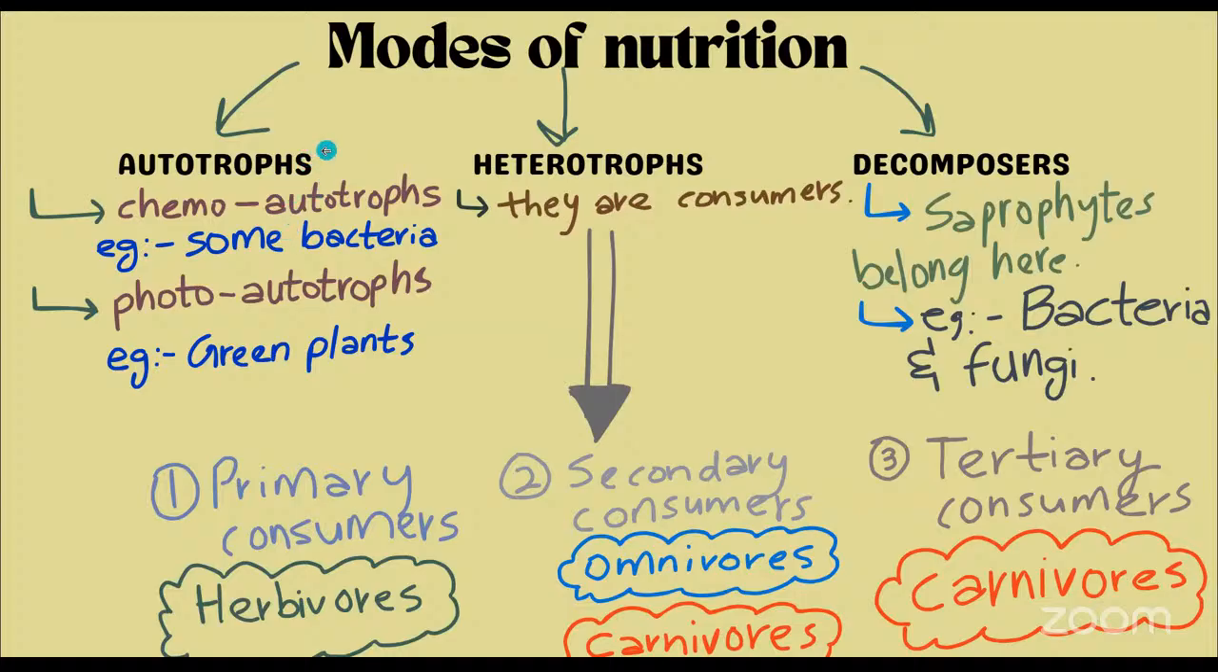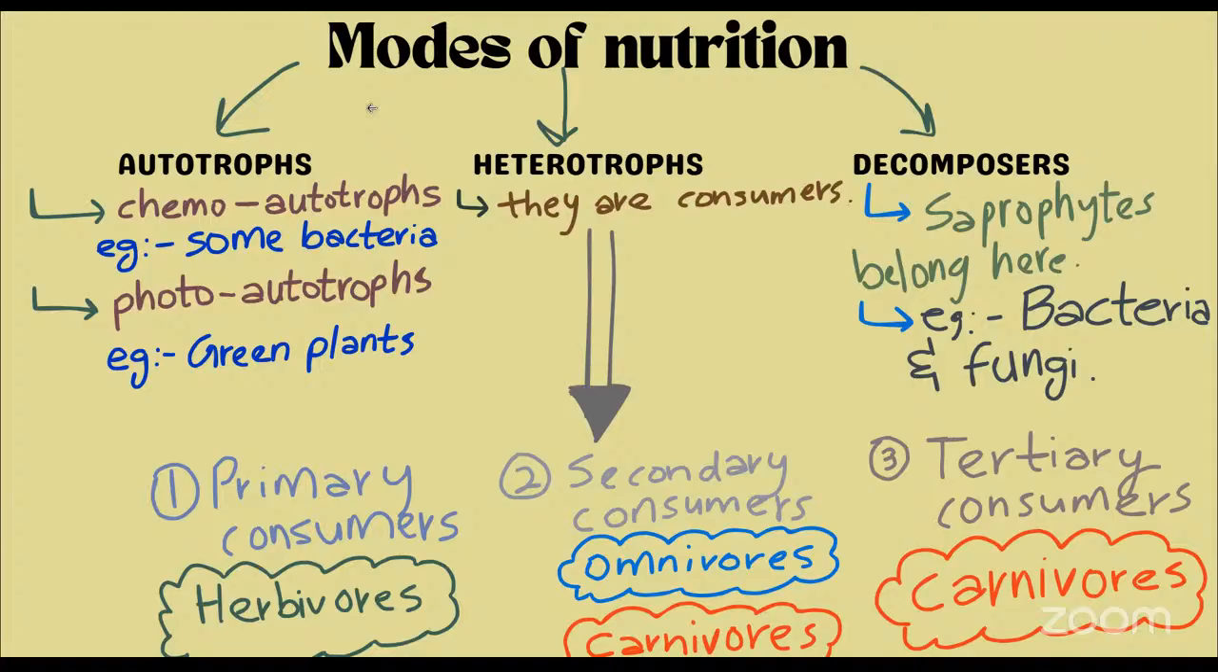And you have two types of autotrophs: chemoautotrophs as well as photoautotrophs. Chemoautotrophs are the ones that use chemicals in order to make their own food. So basically some bacteria, microorganisms. Microorganisms are chemoautotrophs. They use these chemicals in order to make their own food.